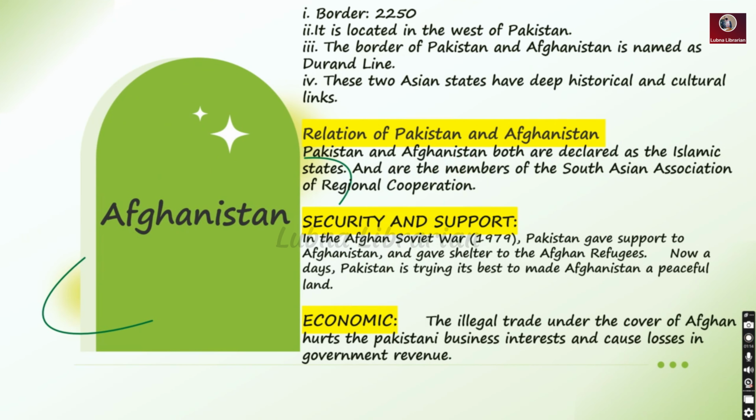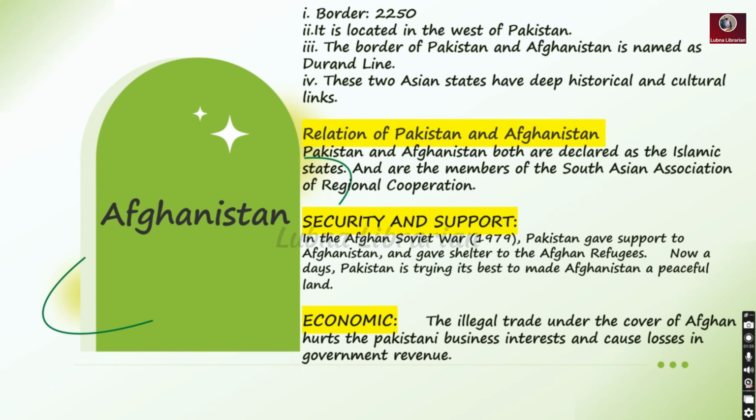Afghanistan. 1. Border, 2,250 km. 2. It is located in the west of Pakistan. 3. The border of Pakistan and Afghanistan is named the Durand Line. 4. These two Asian states have deep historical and cultural links.